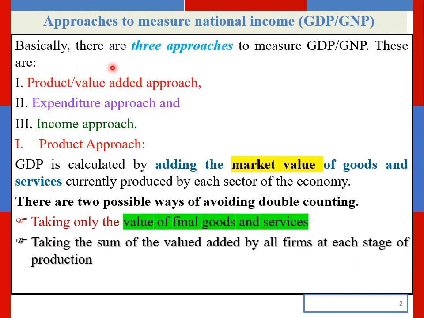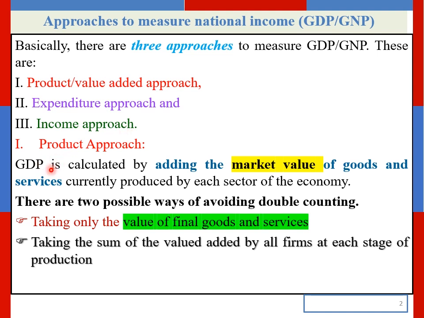As last time we discussed some parts of macroeconomics and we understand what macroeconomics means. Today we are going to discuss the approaches to measure the national income, GDP and GNP. Basically there are three approaches to measure GDP and GNP. The first one is the product or value added approach, the second is the expenditure approach, and the third one is the income approach. Let me see each of them one by one.